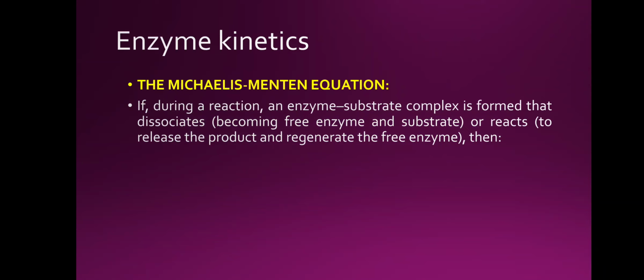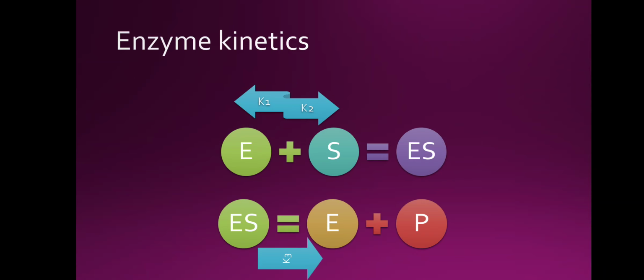Okay, so what did Michaelis-Menten say? If during a reaction an enzyme substrate complex is formed that dissociates, becoming a free enzyme and substrate, or reacts to release a product and regenerate free enzyme, then I can make it simple for you like this. E for an enzyme, S for a substrate, they come and join together to give us ES, enzyme substrate complex. And then the enzyme substrate complex will give us free enzyme again and P, products. All right. In order to make it in a mathematical way, to be translated into numbers and written in equations, we need constants to help us. This is math. We need constants. That's why we have here K1, K2, and K3 according to the sequences of the reactions.